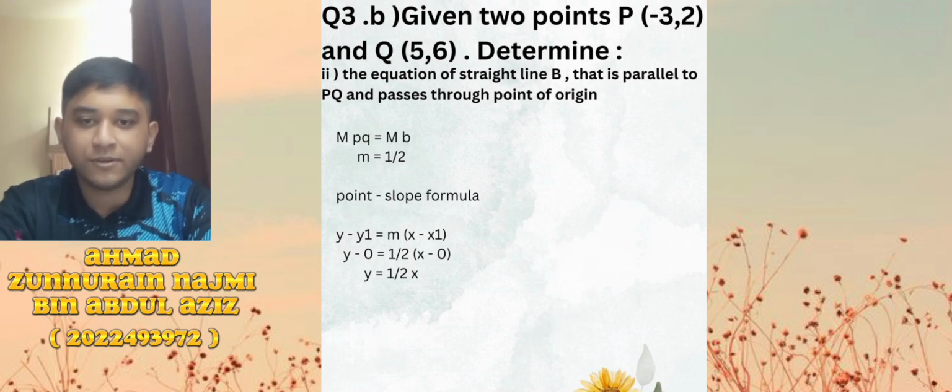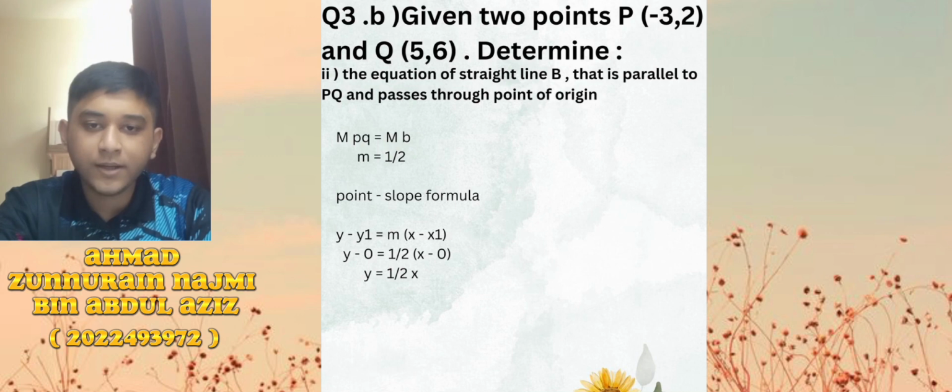For question 3b Roman 3, the question asks us to find the equation of a straight line B that is parallel to PQ and passes through the origin. From the question, we already know the gradient m is 1 over 2. We can use the formula y minus y1 equals m(x minus x1). After that, we have to substitute the gradient m and the point that we get into the formula, and we will get the final answer, that is y equals 1/2 x.